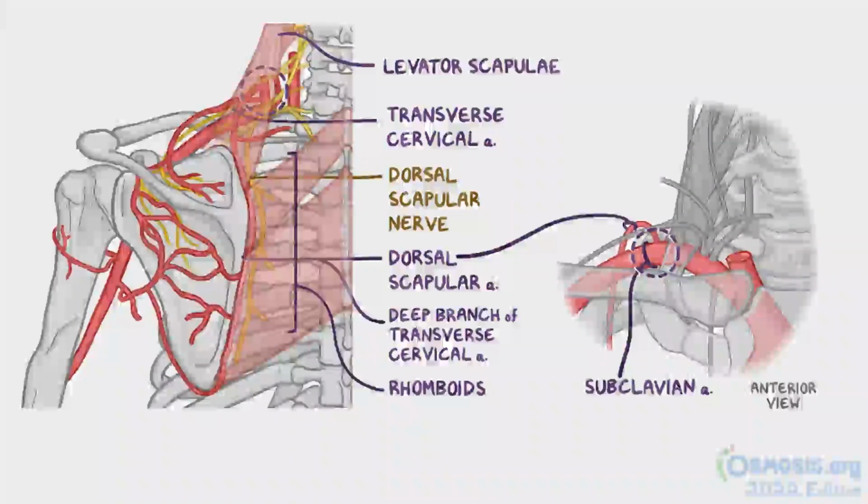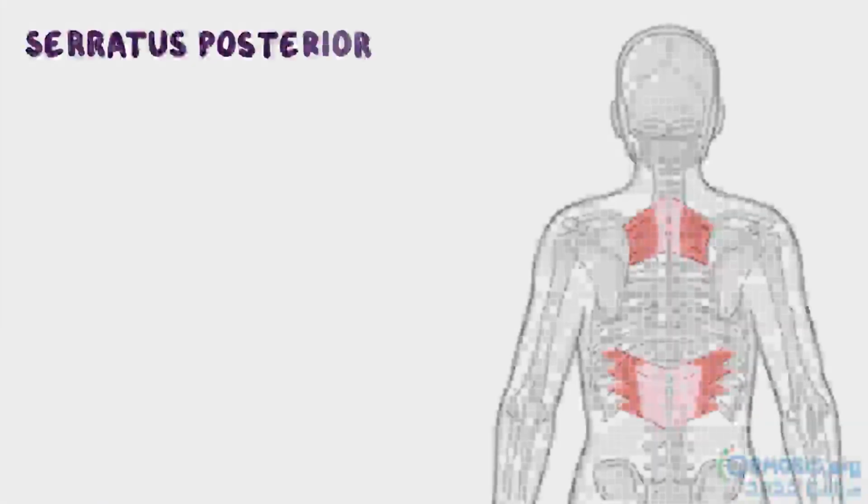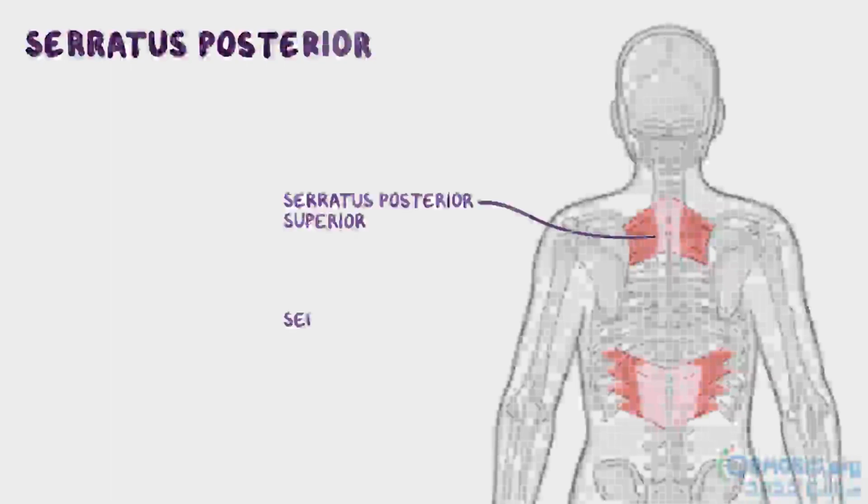Now, deep to the posterior axio-appendicular muscles are the intermediate extrinsic back muscles, which are the two thin serratus posterior muscles. On each side, there's a serratus posterior superior muscle and the serratus posterior inferior muscle.